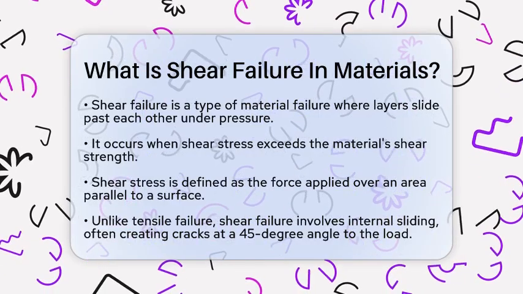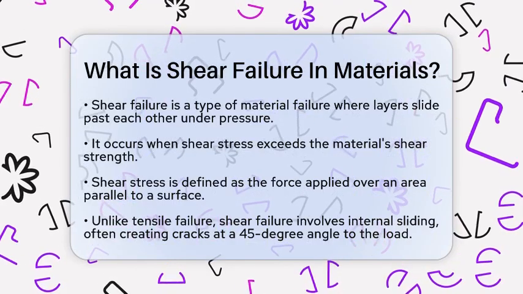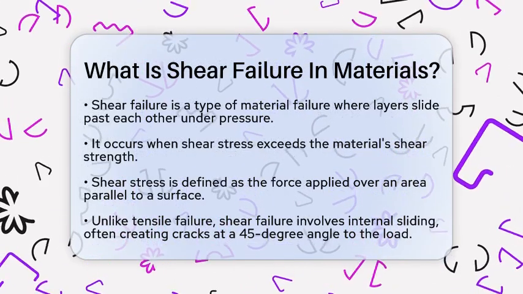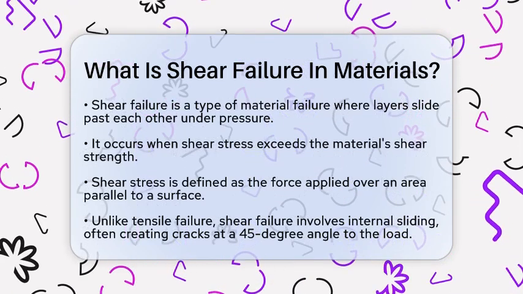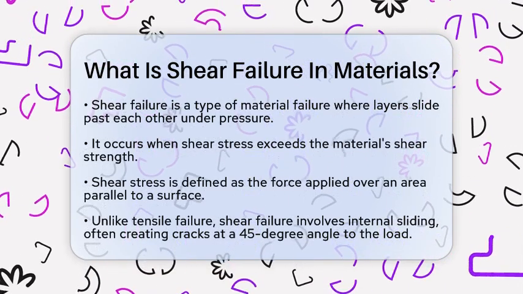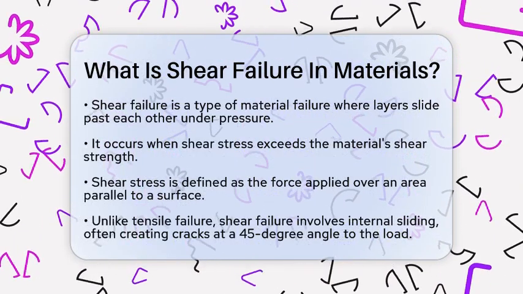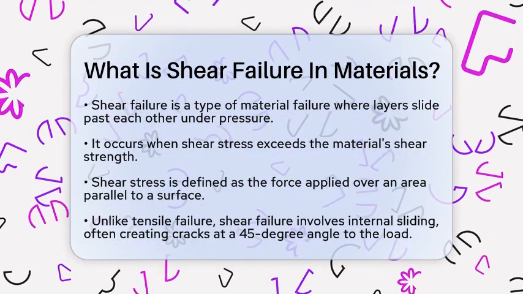Imagine pushing two stacked books sideways. They can slip apart along a plane parallel to the force. This is similar to what happens in shear failure. Shear failure happens when the shear stress, which is the force applied over an area parallel to the surface, exceeds the material's shear strength. When this occurs, the material can no longer hold itself together, leading to fractures or deformations.